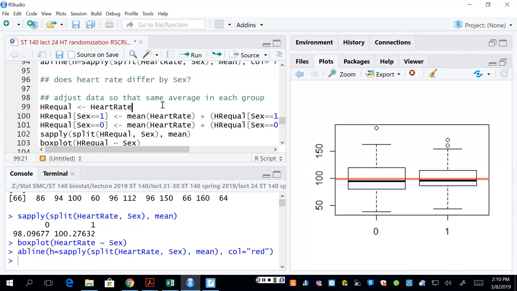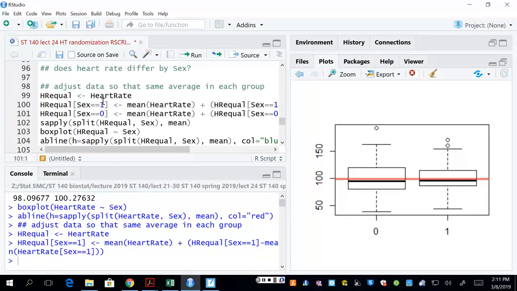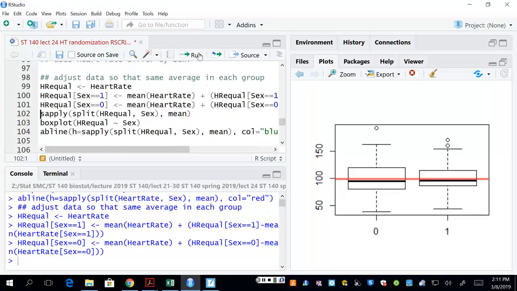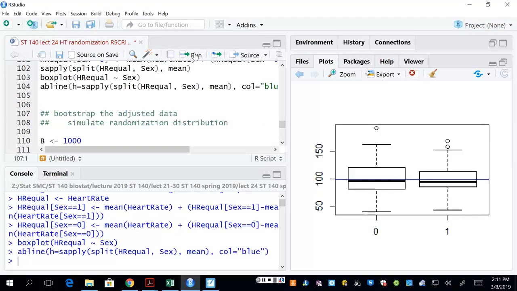Let's do our randomization. So we're going to adjust the data to be consistent with the null hypothesis. We're going to make the data look like it has an equal average in the two groups. To do that, we're going to just copy heart rate over to a new variable. If the sex equals 1, I'm going to adjust those numbers, and if sex equals 0, I'm going to adjust those numbers. And I've made this little adjustment where I've made it so the averages are the same in the two groups.